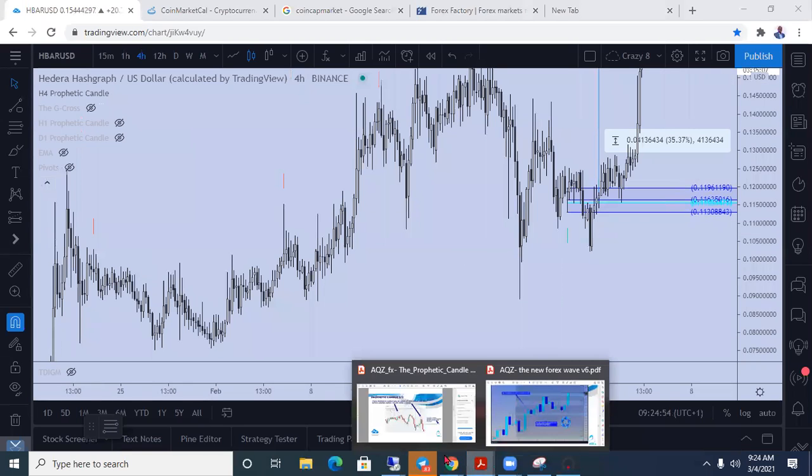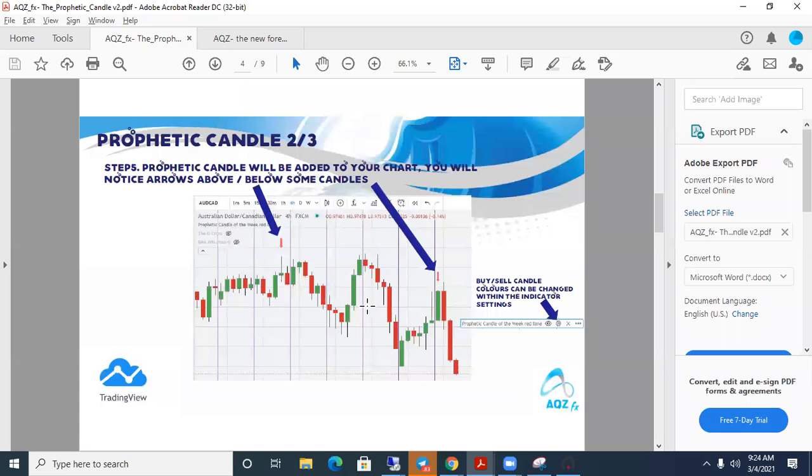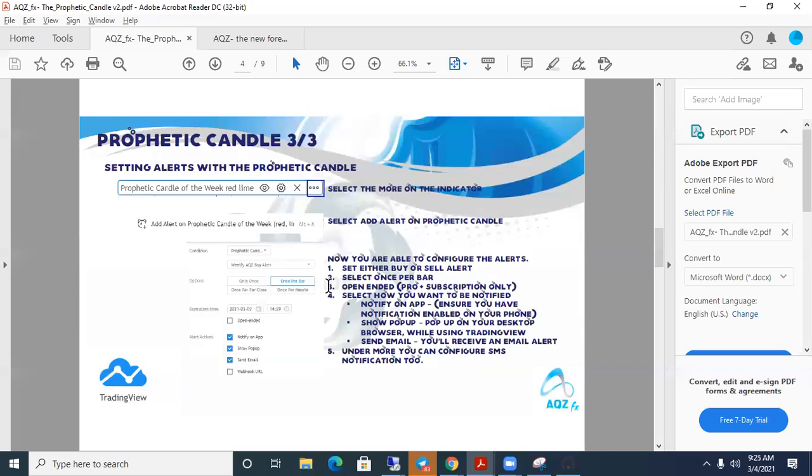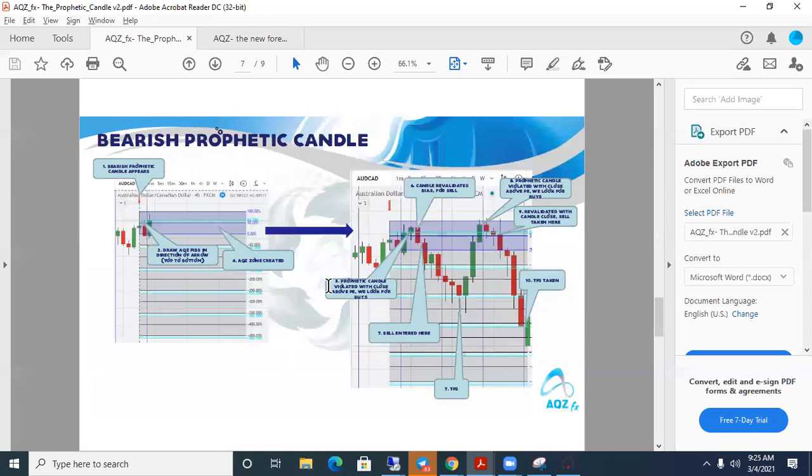Again, if you don't understand what the prophetic candle is, we have a PDF tool to help you, right? So the prophetic candle is just one candle that usually you find on your screen like once a week or once in 2 weeks. You find an arrow pointing to a particular candle. If the arrow is pointing downwards and is most likely red, it means your bias is bearish. If the arrow is pointing upwards and most likely blue or green, your bias is bullish.